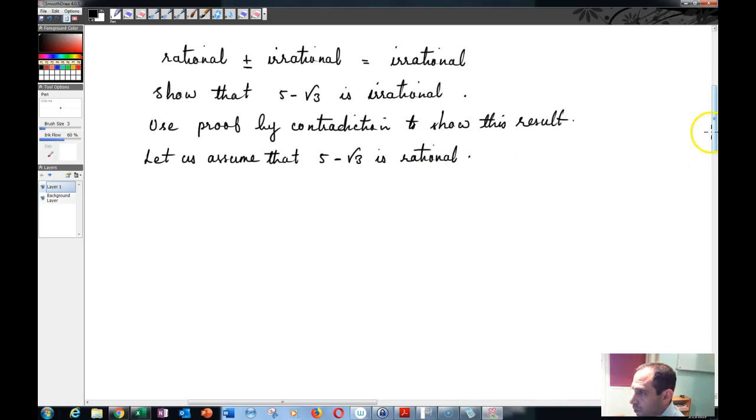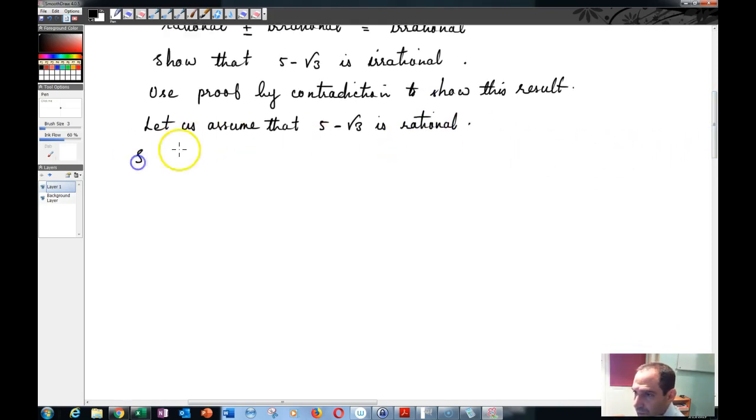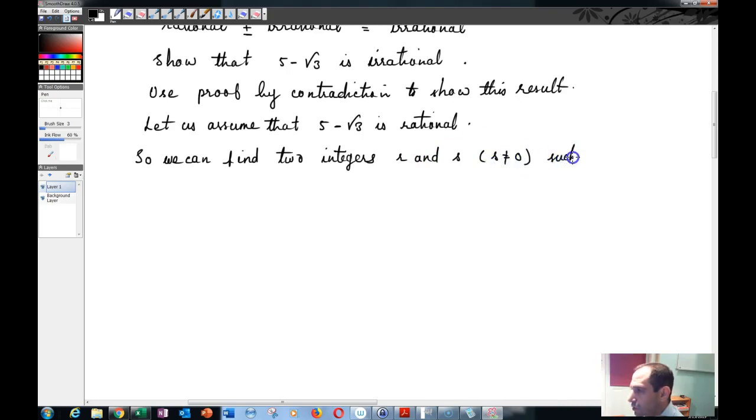Okay, so if this is a rational number, then we can find two integers, let's say r and s not equal to 0, such that 5 minus the square root of 3 is equal to the quotient of these two integers, r divided by s.